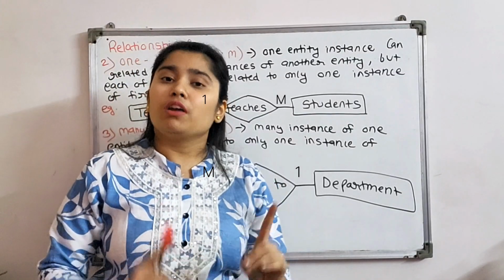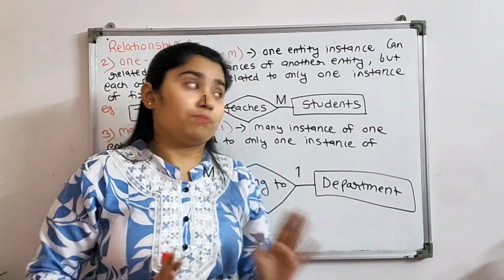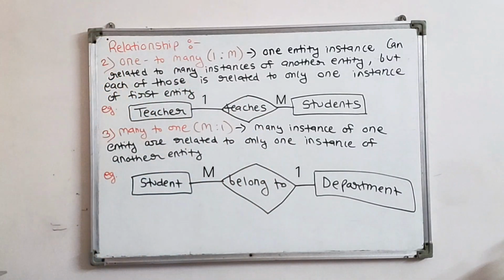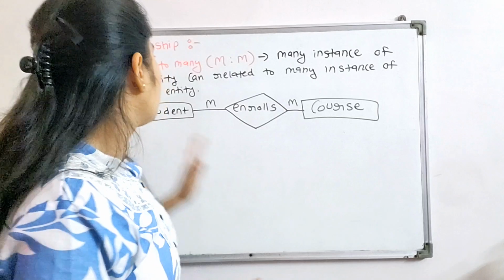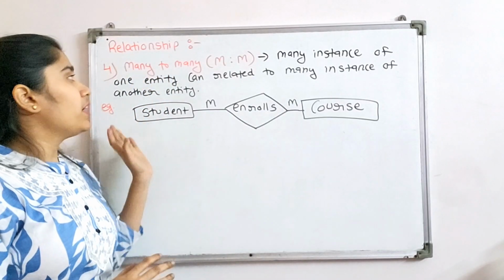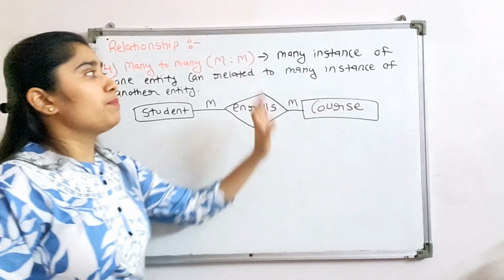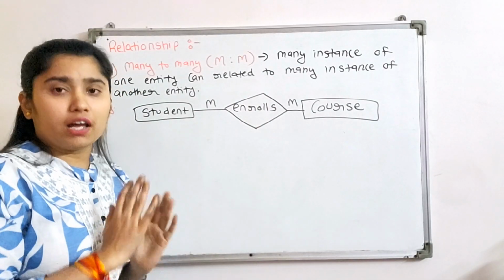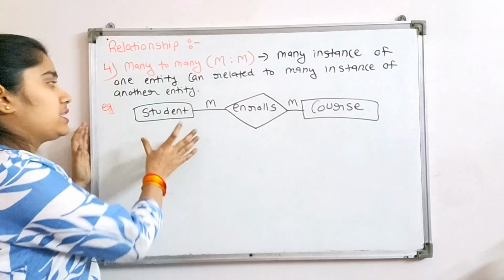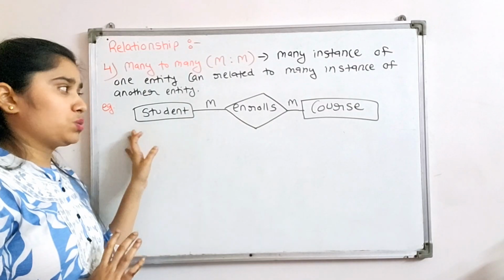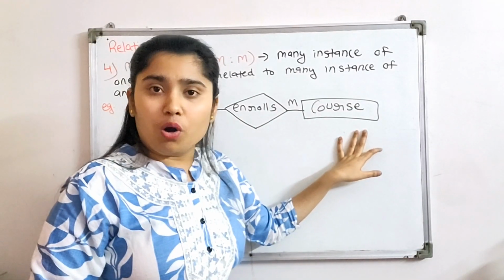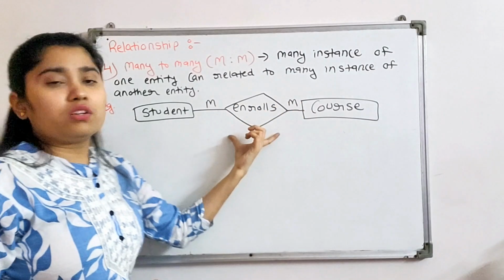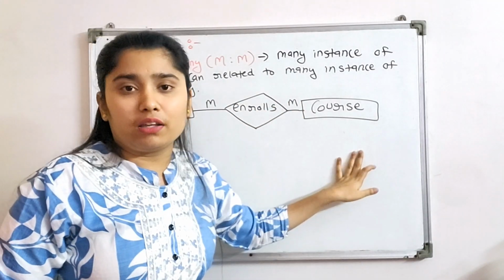Now, we are left with one type, that is the many to many relationship. So, first you take the screenshot or write it down, then we will see the fourth type of relationship. Yes, so now the next type of relationship is the many to many relationship. In the many to many relationship, many instances of one entity can be related to many instances of another entity. For example, suppose we have one entity as a student and another entity as a course. Here, student enrolls in course. Enrolls is the relationship between the student and the course.